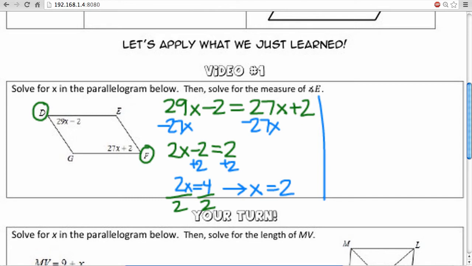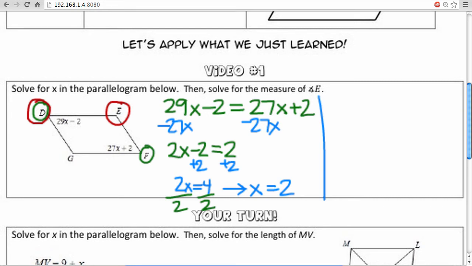So, what do we know about consecutive angles? Because now we're looking at angle E, and it doesn't really matter. We can look at angle D or F. Let's look at D. Consecutive angles are two angles that are right next to each other. So, we just saw that consecutive angles in a parallelogram are supplementary. Now recall that supplementary means that they add up to 180 degrees.